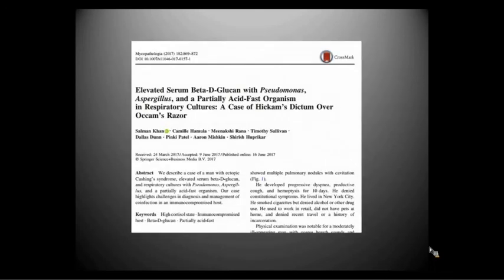This was a recent publication by Shirish Uprakar and some of our fellows, which was a crazy case, with elevated beta-D-glucan and 3 different possible causes of the elevated beta-D-glucan, which were all found in the same patient. So we can all take our pick: is it Hickam's dictum or Occam's razor?